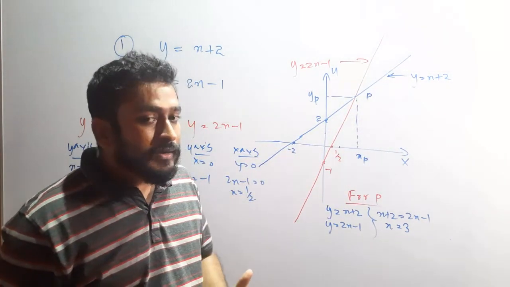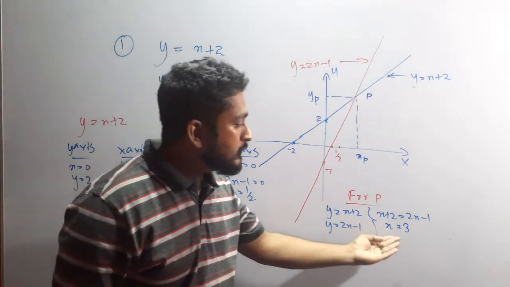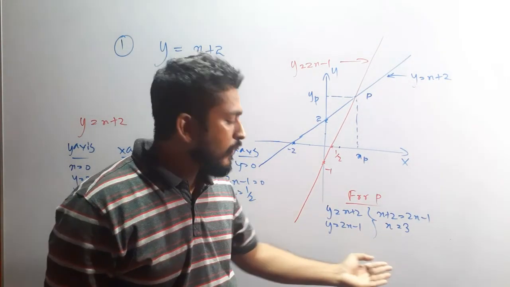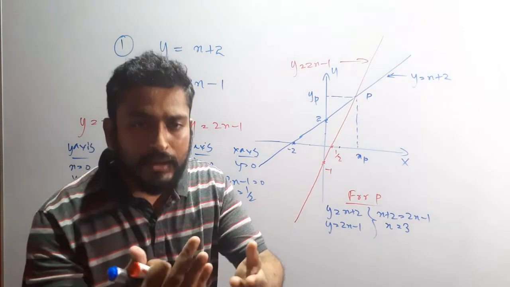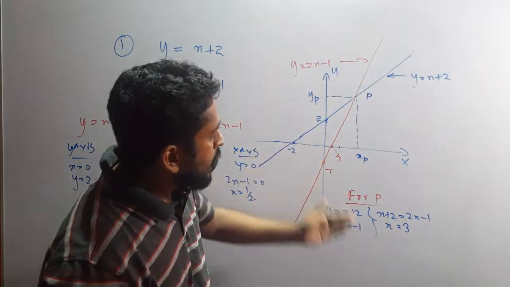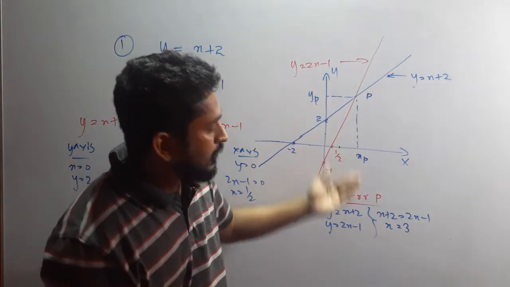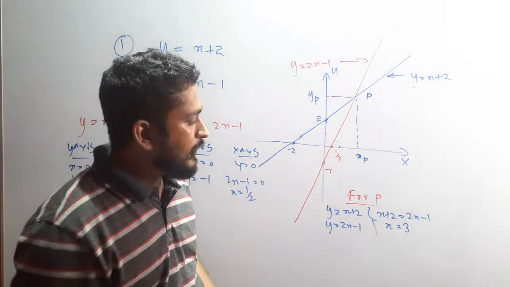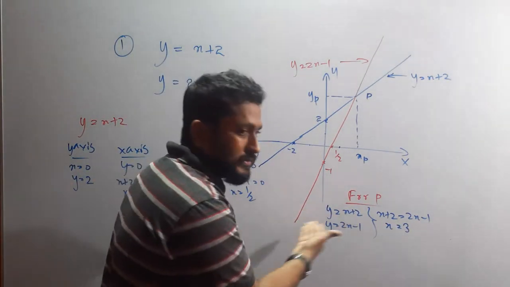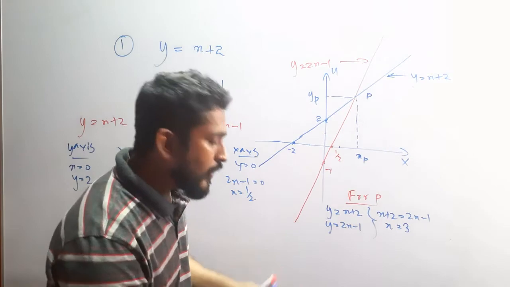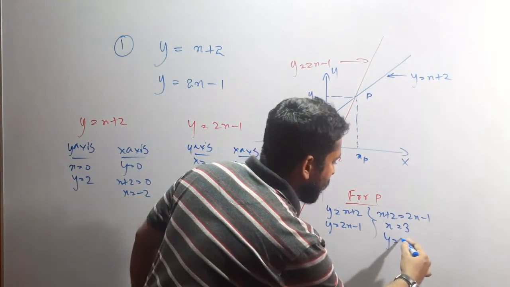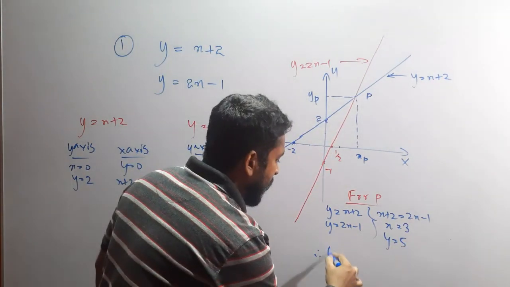Then what we need to do? By substituting x equals 3 in either of these two equations, both will give the same value of y, because x equals 3 gives that equal value. Apply 3 here, 5. Apply 3 here, 6 minus 1, 5. For either one, y is 5. All done. Therefore, P is (3, 5).